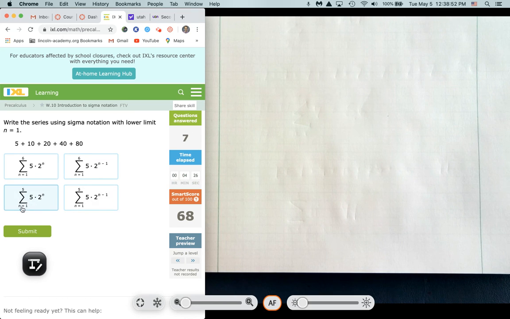Then I just check: if I stick in a 1, do I get 5? I don't. I would get 10 in this one if I plugged a 1 here. 2 to the 1 power is 2. 2 times 5 is 10. So plugging in a 1 doesn't get me the 5. It got me the 10. But if I plug a 1 in here, 1 minus 1 is 0. 2 to the 0 power is 1 times 5. It's this one. This one starts with 5.